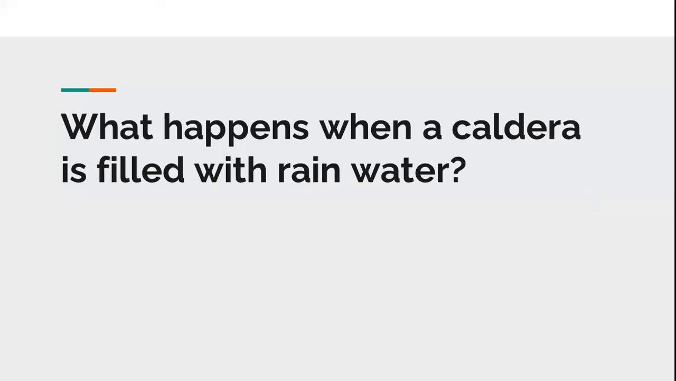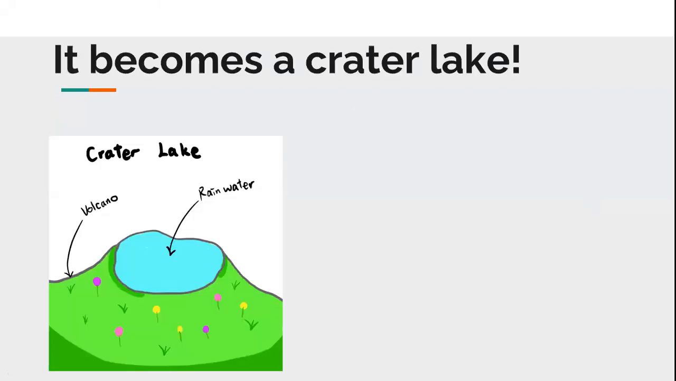You might ask, what is so fascinating about a collapsed volcano? I can assure you that the following will completely change your mind. When a caldera is filled with rainwater, it becomes a crater lake. The following are some examples of crater lakes. They all feature stunning sceneries.